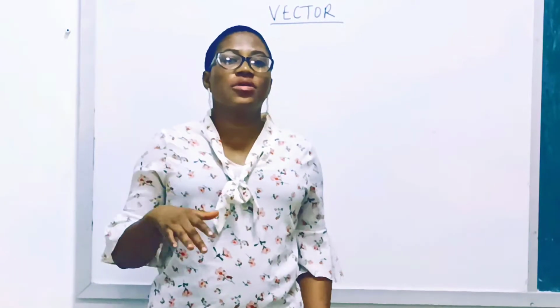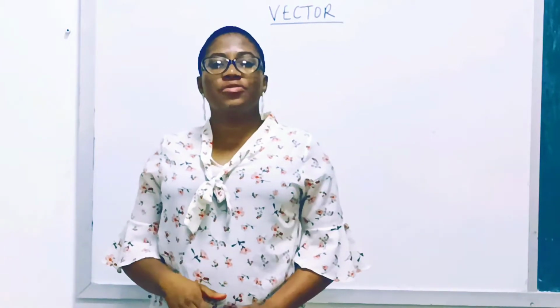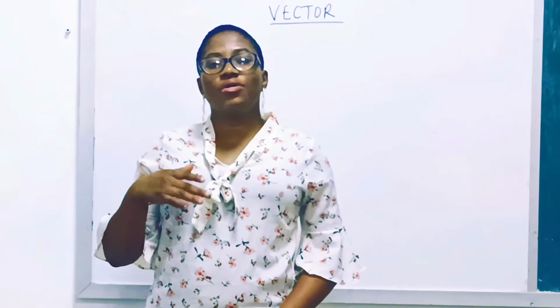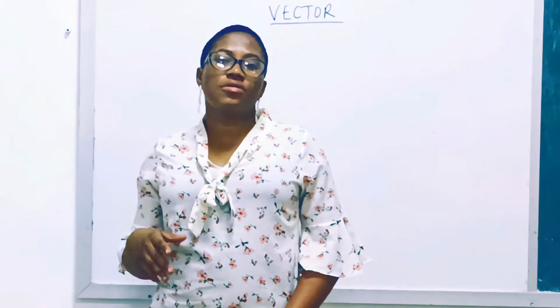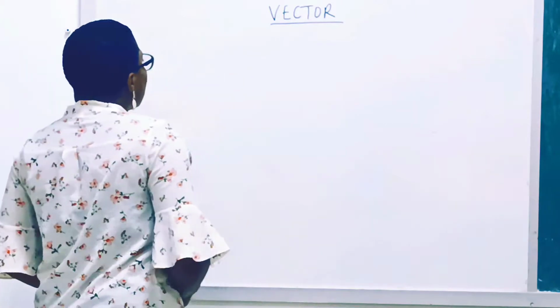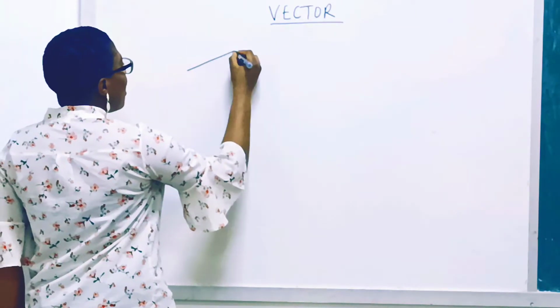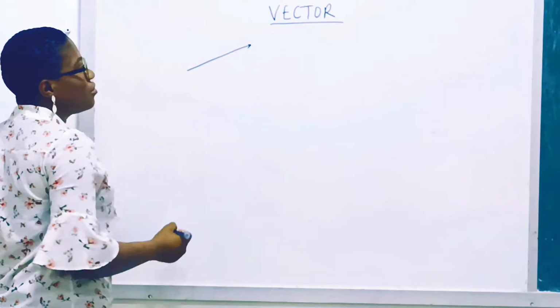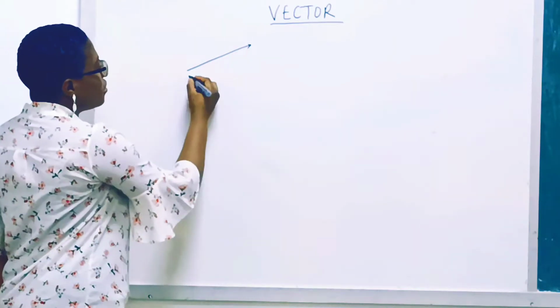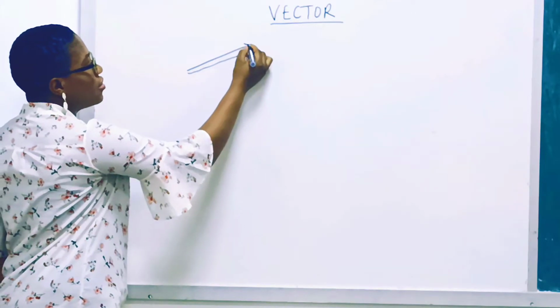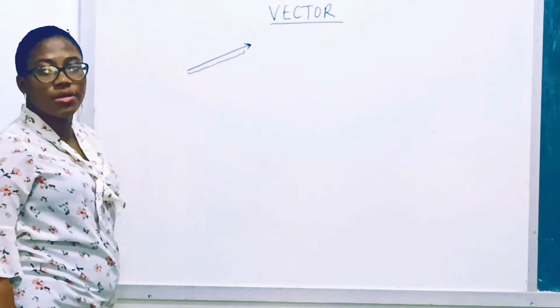We are going to be explaining what vectors are, position vectors, equality of vectors, in fact, going all the way into vectors. So let's go. What is a vector? A vector is a quantity that has magnitude and direction. Magnitude is like size, and direction is like an arrow showing where it is.